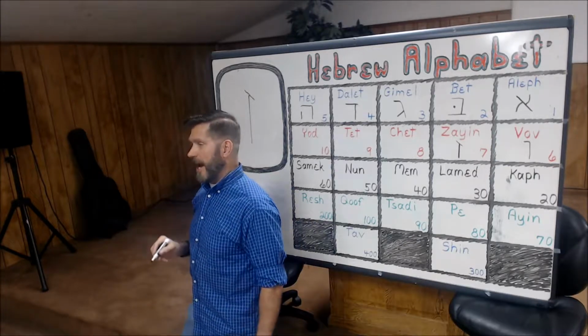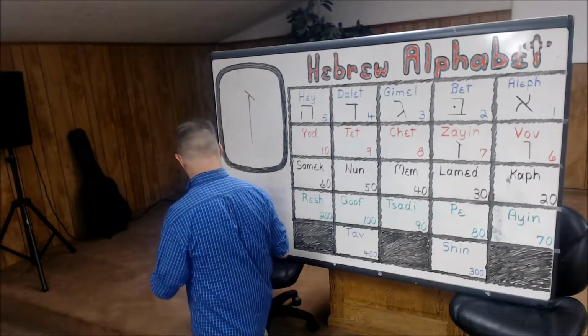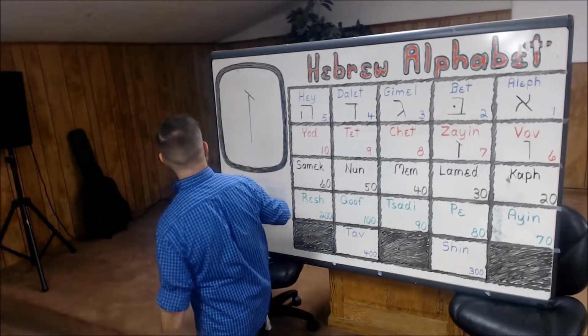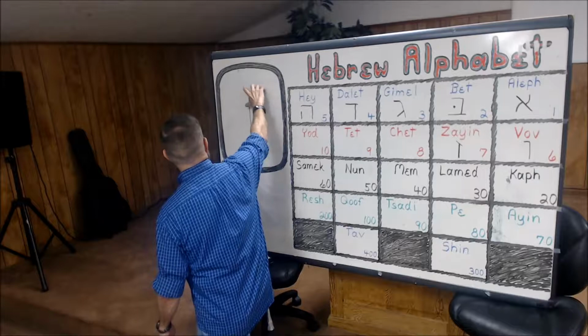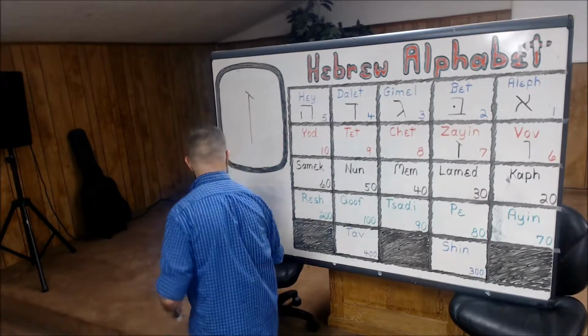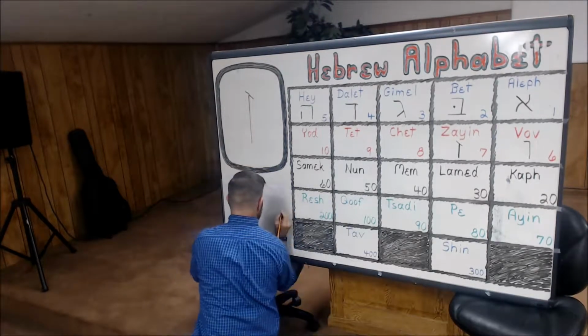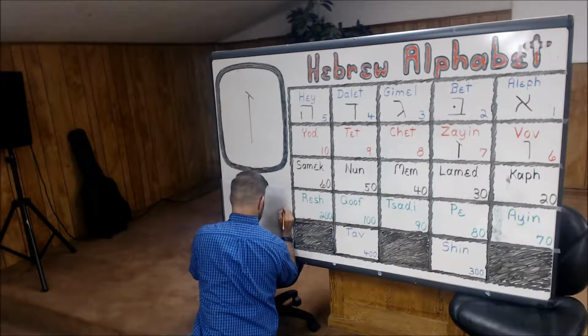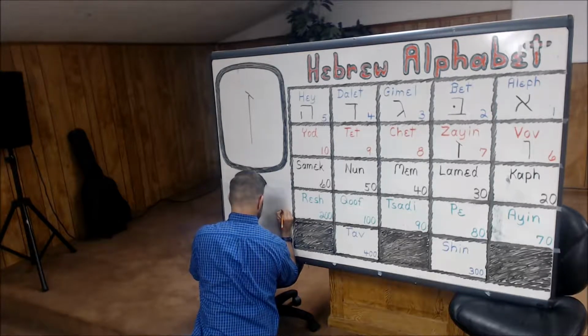So is that just in the middle of the line? Yes, it's not to the right or to the left. Right in the middle. Okay, so write them down and say it out loud for me. Zayin. Numerical value of Zayin? Seven.